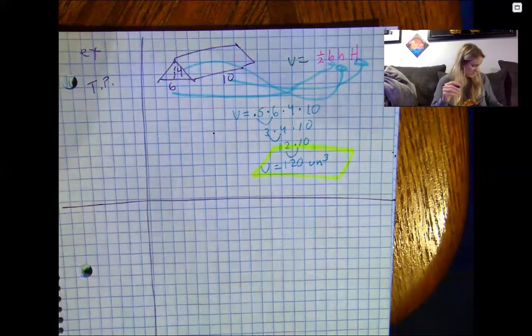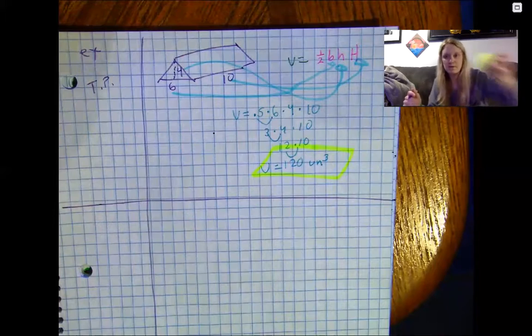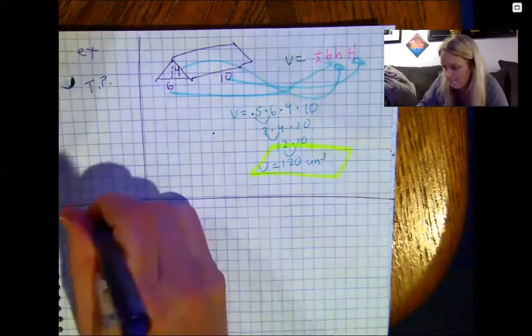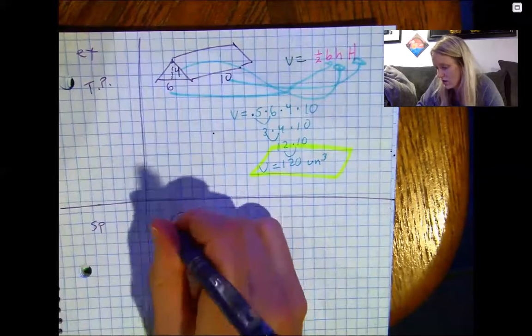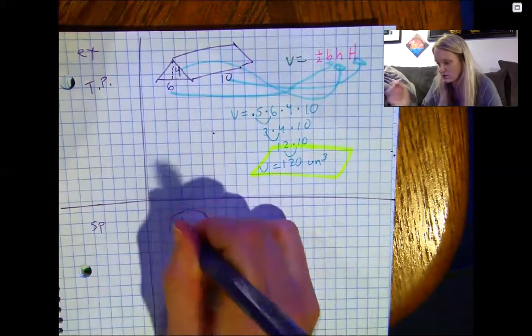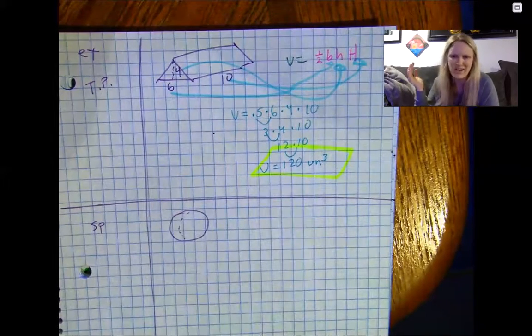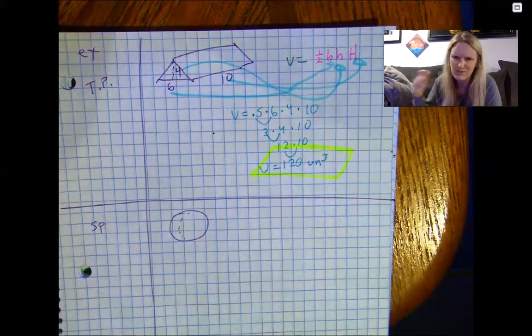All right, next in our order is a sphere. If I was to find the volume of a sphere, how you can draw that is just draw a circle and then draw a little dash through it. Kind of shows it's 3D. I don't know, come up with a better one and show me, guys. Drawing is not my strong suit.